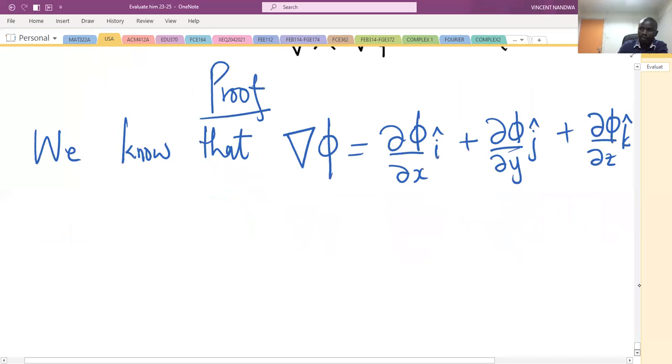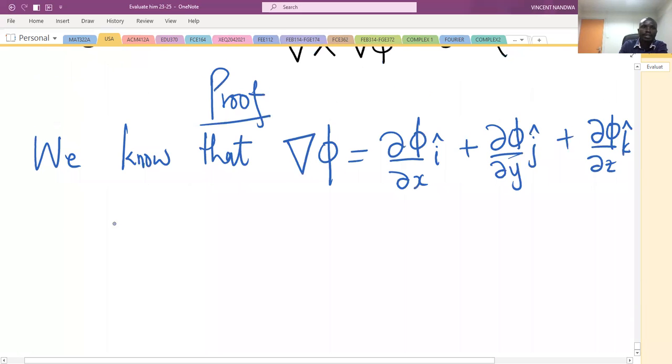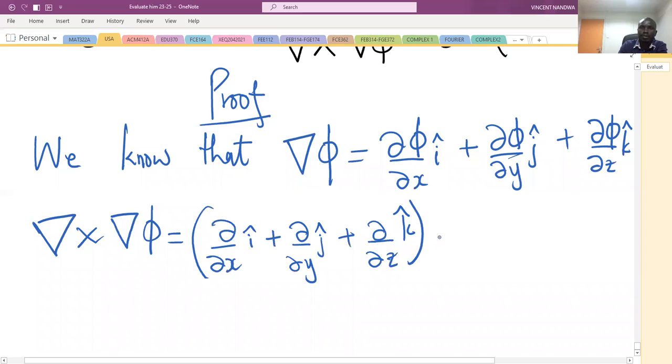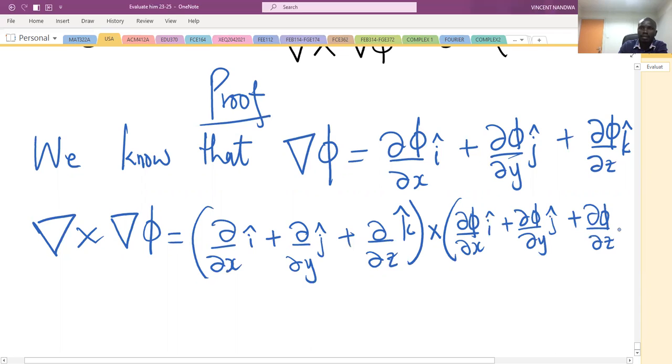So then to define the curl of this gradient, curl of gradient of phi will be the same as partial x i plus partial y j plus partial z k, and then we close with partial phi partial x i plus partial phi partial y j plus partial phi partial z k.